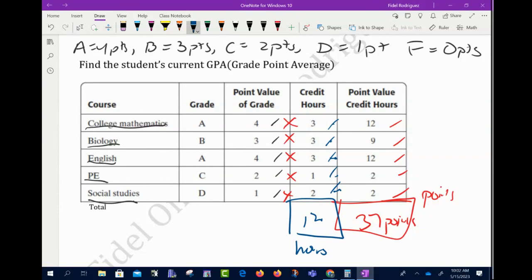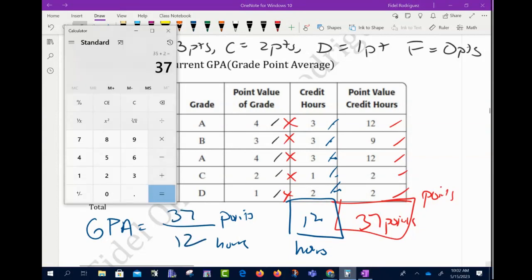Now, y'all, the way we find our GPA, we always take the number of points and we always divide it by the number of hours. So we had 37 points, we have 12 hours. So look right here, y'all, we're gonna take 37 and divide it by 12. Y'all, when they do GPA, we always round GPA to 2 decimal points. So look, if I was gonna go to 2 decimal points, 3.08, and then there's a bunch of threes.